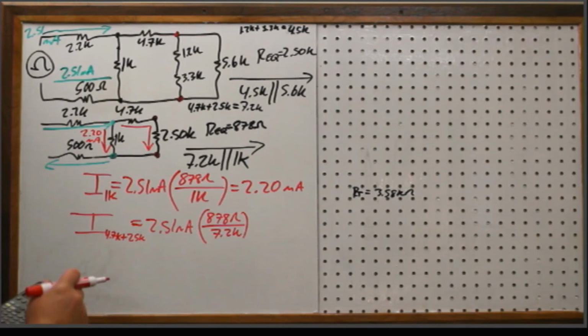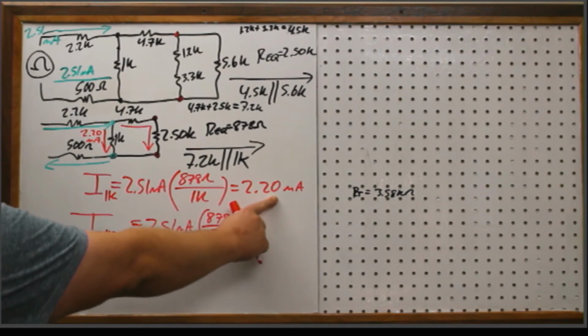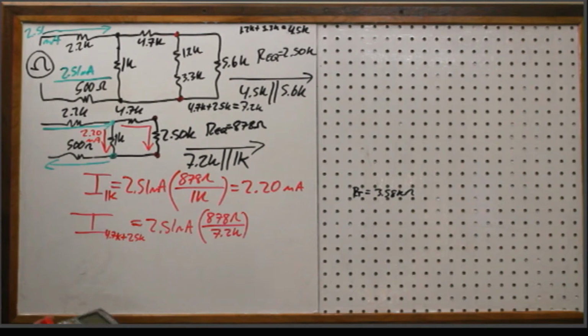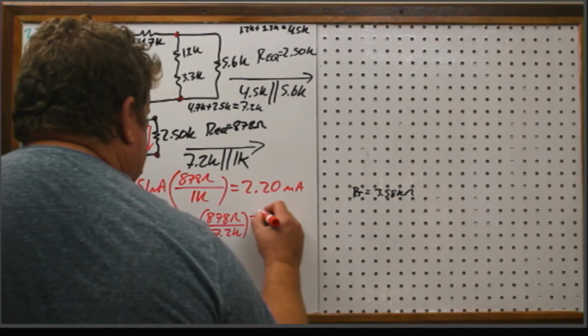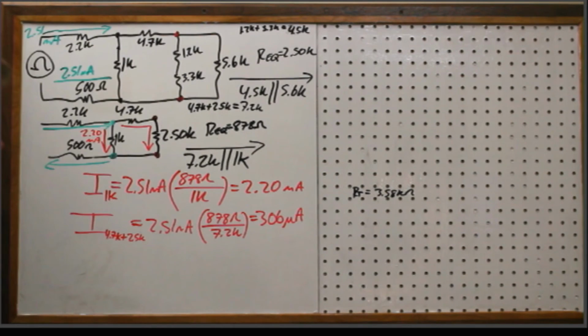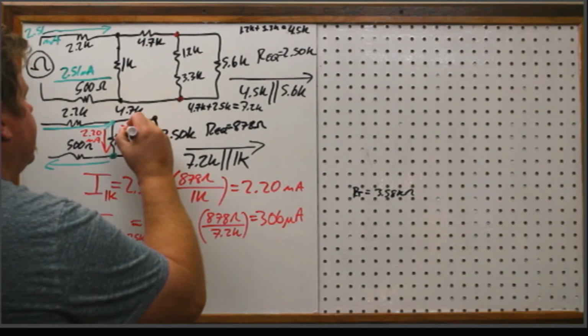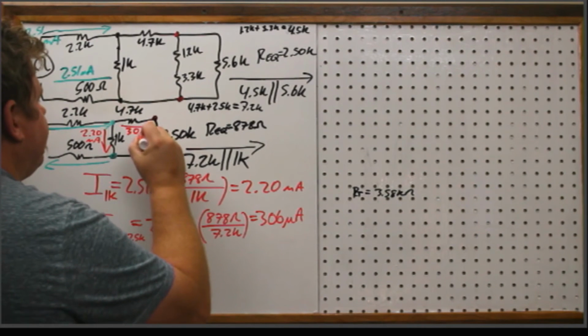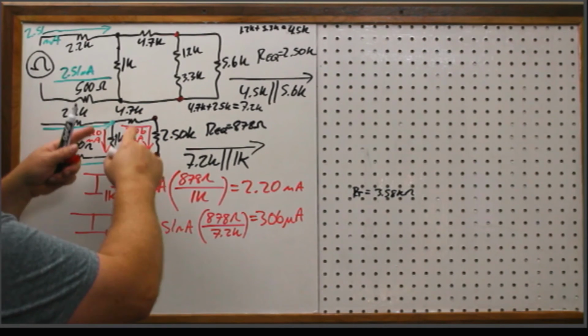Now I'm going to report this. There's 0.31 milliamps left over, but I want to report this in engineering notation. So now instead of 1,000, it's 7,200. And I get 306 microamps. Okay, again, if you have your calculator set up properly, you do not need to do that conversion. It will automatically spit out 10 to the negative 6 there. Okay, so now I know this 306 microamps.